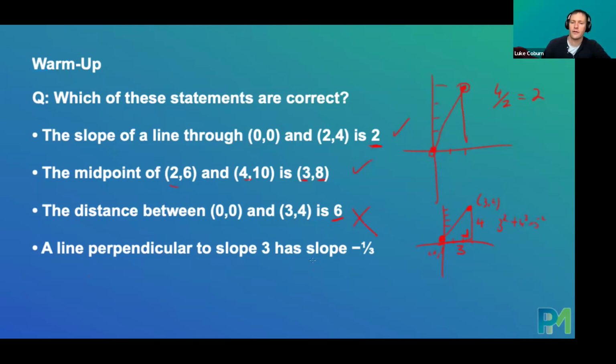And then a line perpendicular to the line 3 has a slope of minus 1/3. Well, if we have two lines that are perpendicular to each other, let's say this is M1 and this is M2. And let's say M1 is equal to 3. Well, we're actually going to write that as 3 over 1. And then we're going to say M2 is equal to, you invert that, and then you make it minus. What we need is that M1 times M2 gives us minus 1.